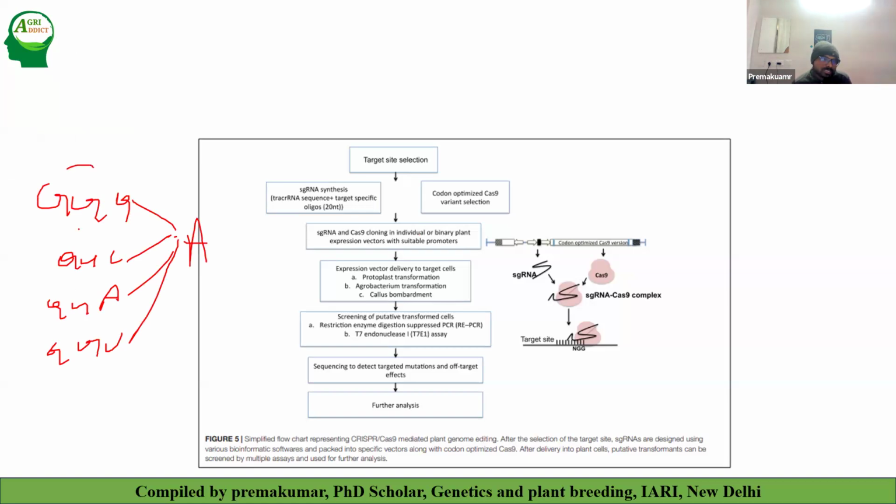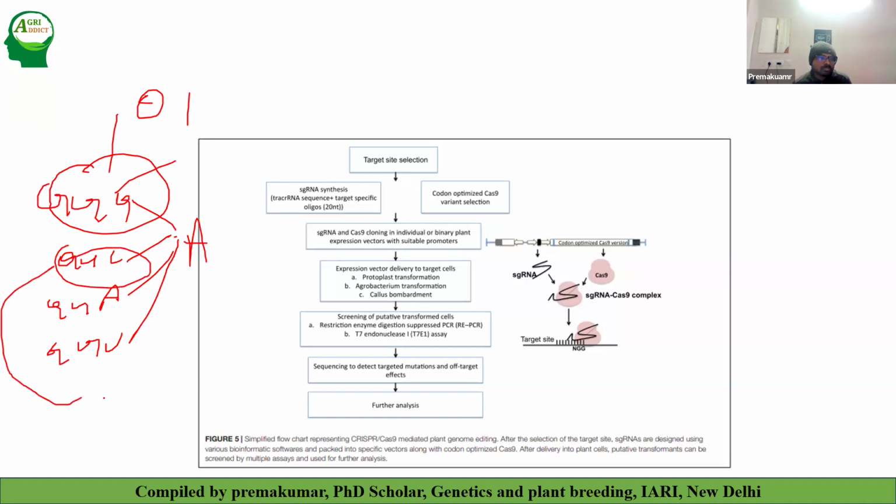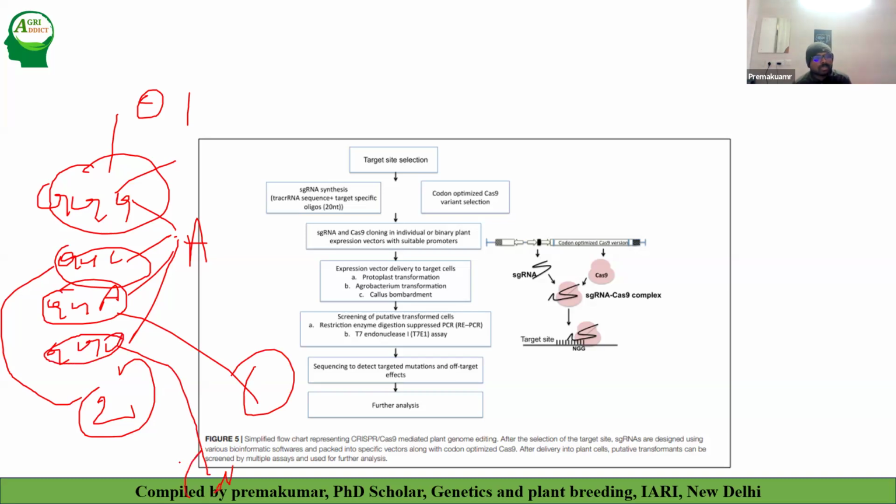But in organism 1, this codon is preferred. In organism 2, this codon is preferred. In organism 3, this codon is preferred. In organism 4, this codon is preferred. This is called codon bias. It means some species have a preference for only one type of codon producing the amino acid. It does not prefer all the other codons. This is called codon bias.